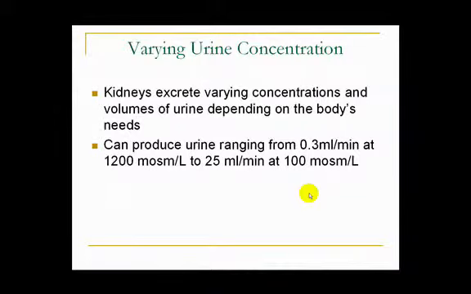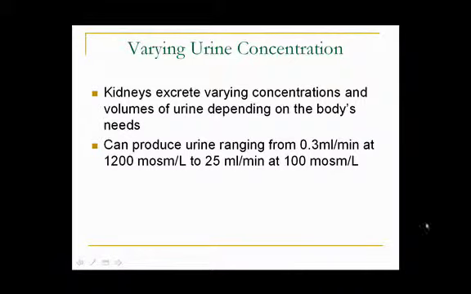Now the kidneys have a remarkable way of being able to make either really dilute large volumes of urine or very small volumes that are really concentrated. And this depends on the body's needs. If you need to retain water and conserve it, then you would produce a small volume of urine that's highly concentrated in solutes. If you have a lot of water that you need to excrete, you can produce a large volume of urine that's dilute with solutes. So the kidneys can produce urine in a wide range.